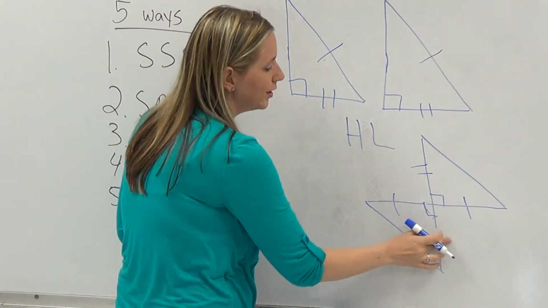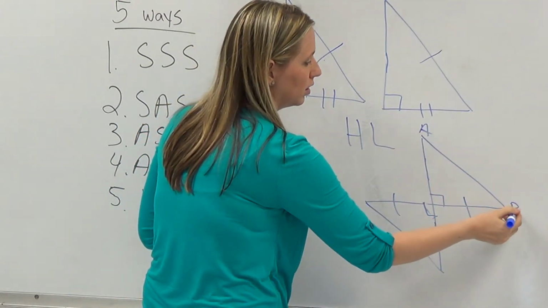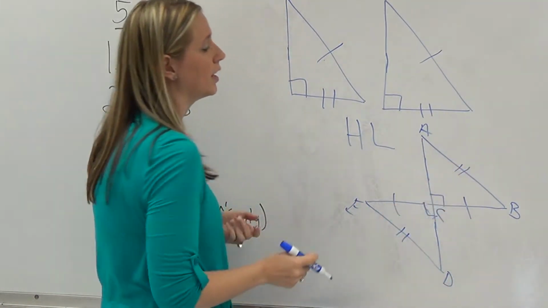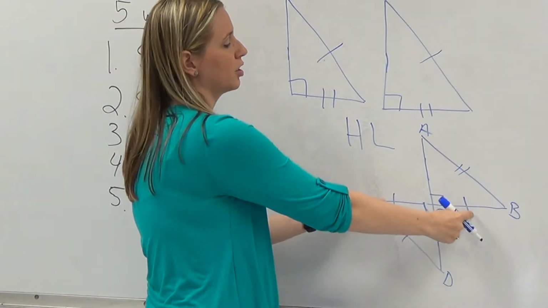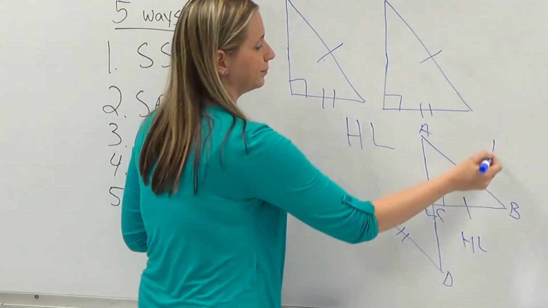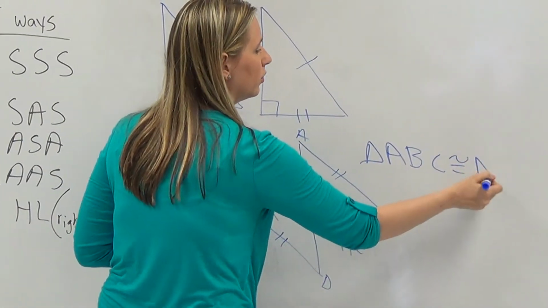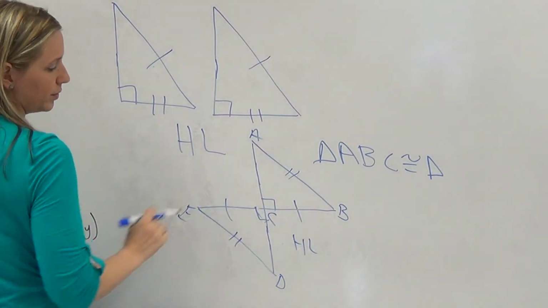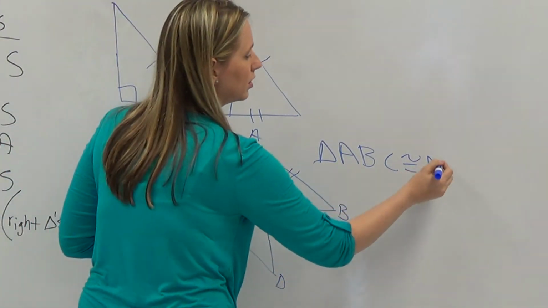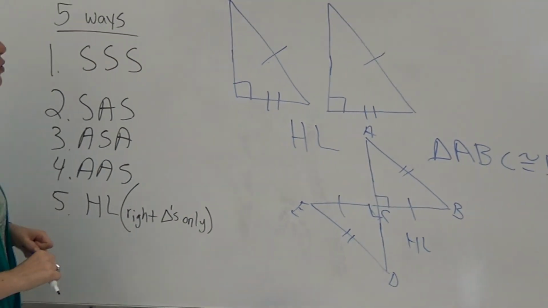But again, if we changed it up, now we can see here's our H, here's our L. So now it is HL, and we can write a triangle congruent statement. Triangle A, B, C will be congruent to triangle. So we did A, B, C, so we have to start over here and do D, E, C. And that is proving triangles congruent.